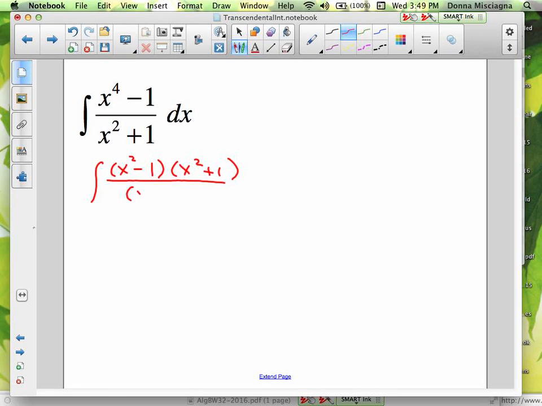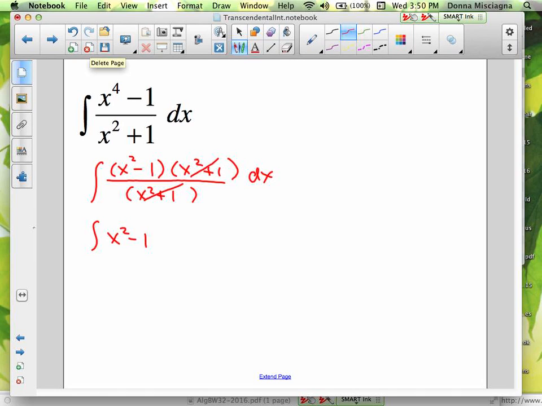All over x squared plus 1 and dx. Now we could split this into two fractions, although it's still a product, but then we could cancel. Oh, yeah, we may as well cancel. And actually, I wouldn't have to do anything. Then it's just the integral of x squared minus 1.